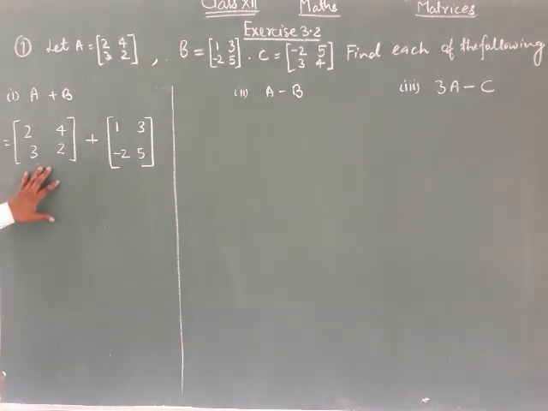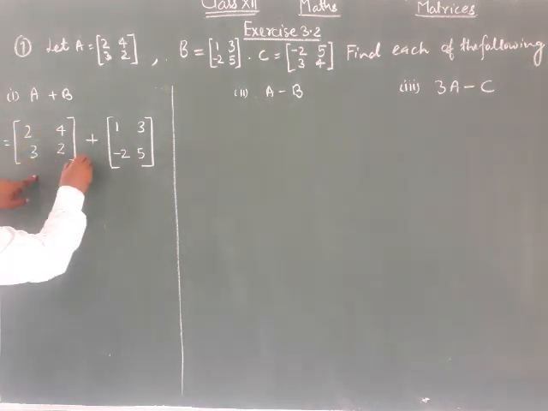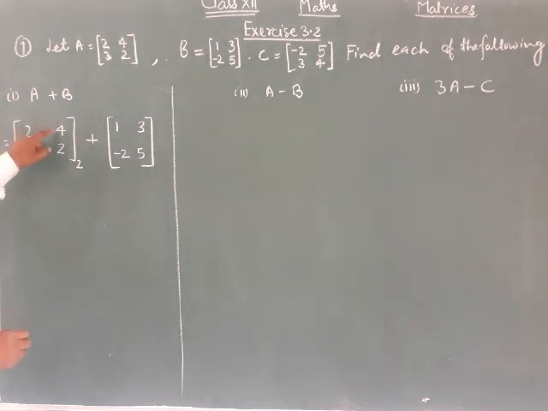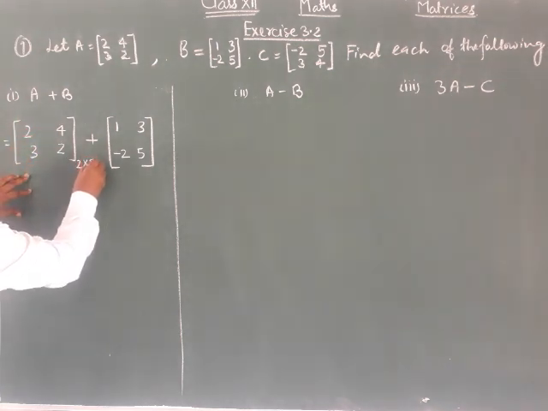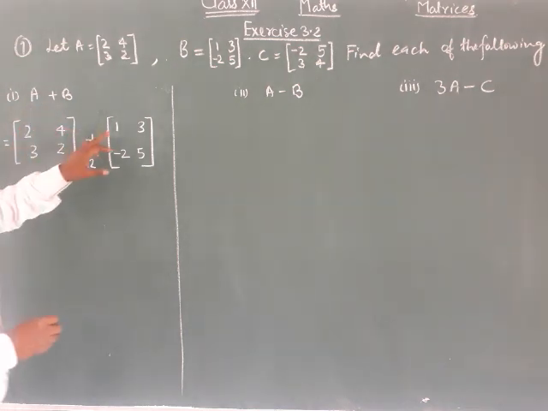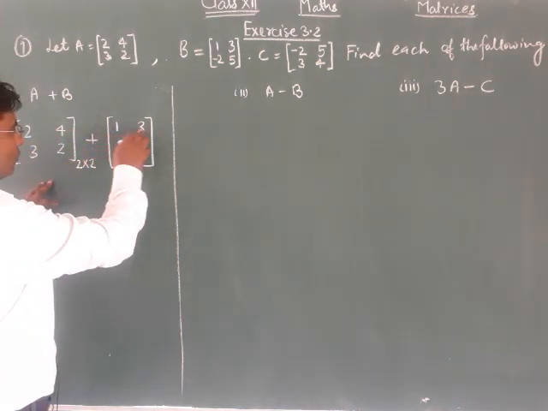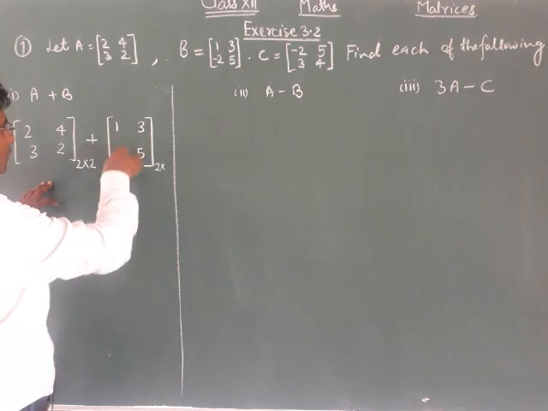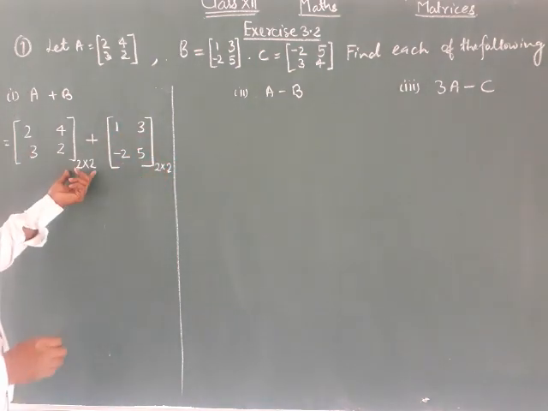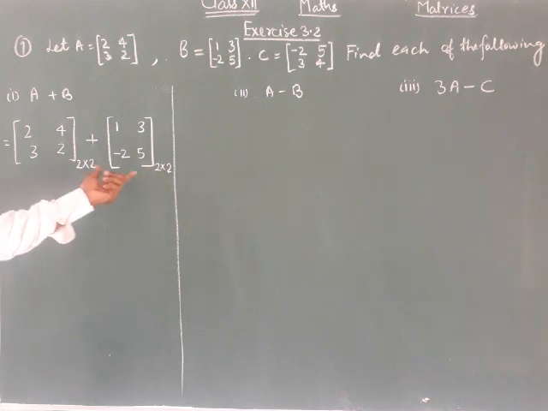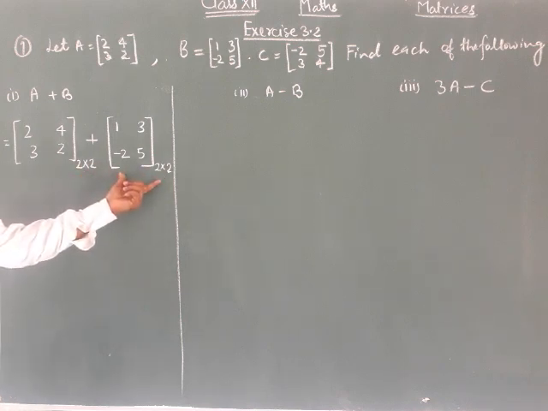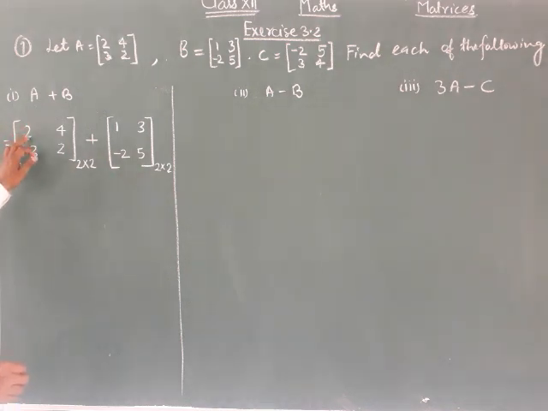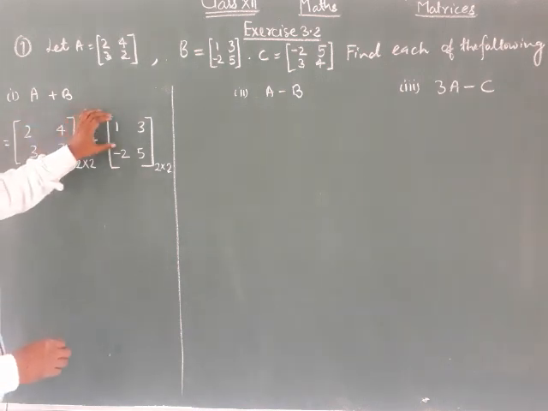Now we check the order of the matrices. 1 row, 2 rows, this is 2, and 1 column, 2 columns, so 2 by 2. The order of the second matrix is also 2 by 2. The orders of the matrices are the same, so corresponding elements should be added.